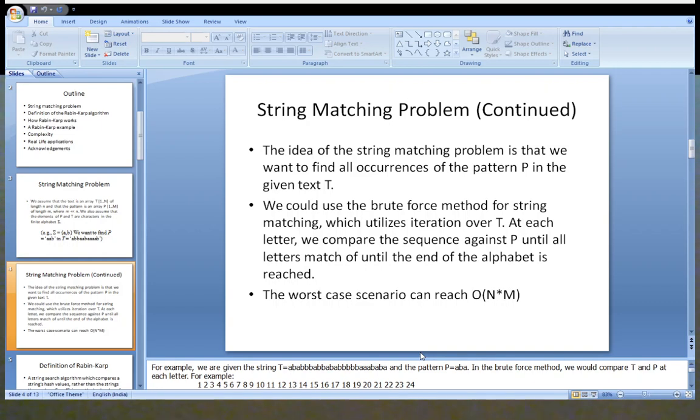Definitely, we shall not match when the text string is left with fewer than m minus 1 characters, but roughly we can say that the worst case complexity of the brute force attack would be about O(n cross m), where n is the length of the text string and m is the length of the pattern string. So this is the complexity of the brute force attack, not the Rabin-Karp.